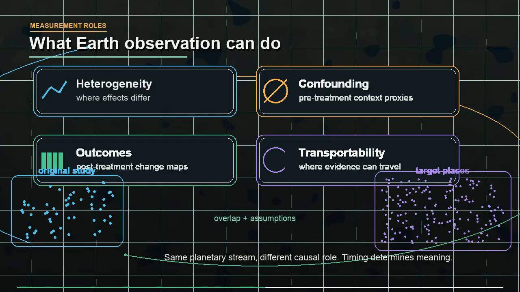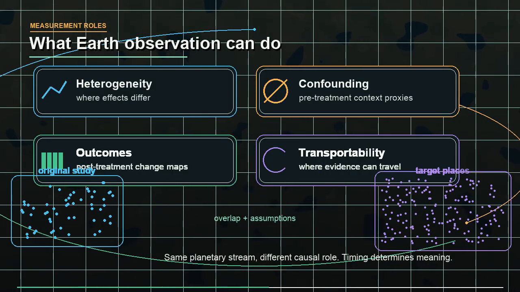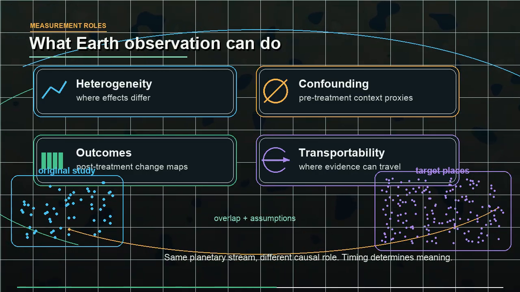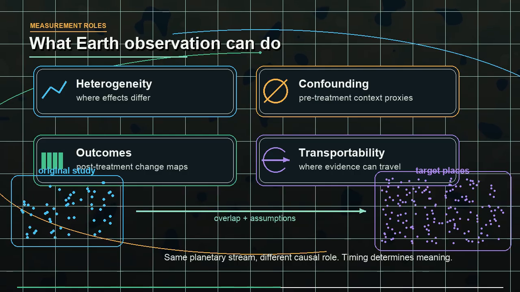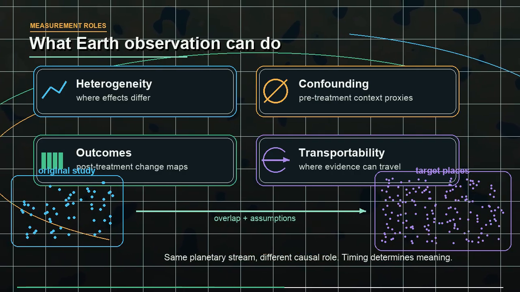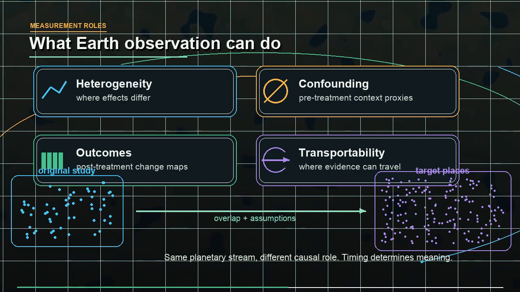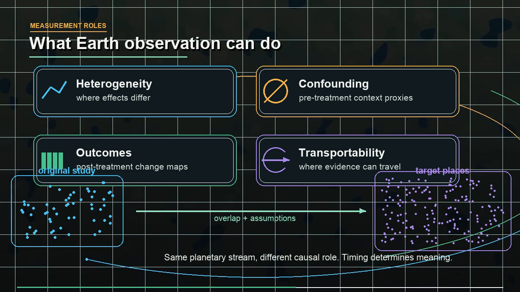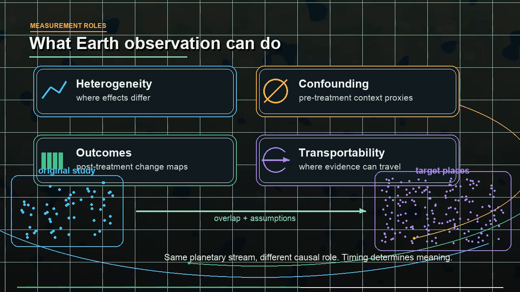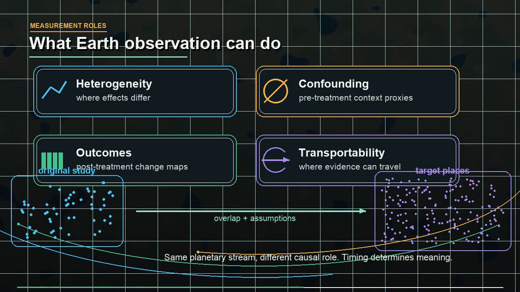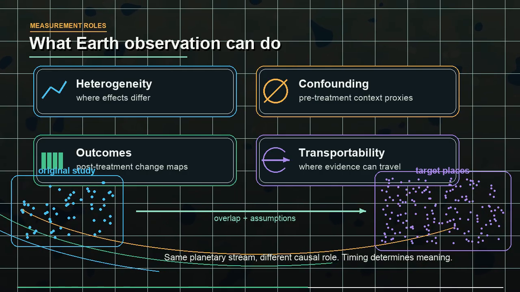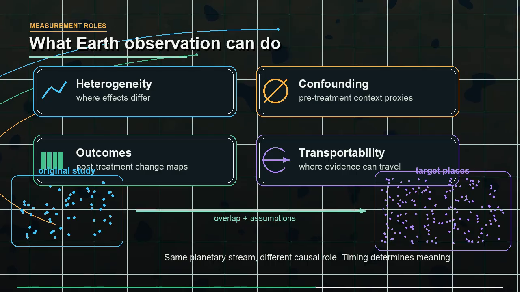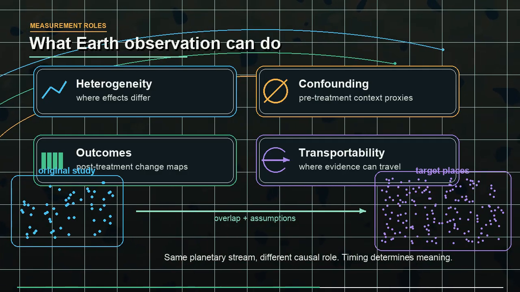PCI also changes what we can measure in observational and quasi-experimental work. Pre-treatment imagery can proxy parts of local context that otherwise remain unobserved: infrastructure, land productivity, remoteness, or the settlement patterns that shape treatment placement. Post-treatment imagery can become an outcome or a mechanism, rather than a covariate, and because the same Earth observation stream covers the original study region and new target regions, it can support transportability. Not just did it work here, but where else might it work, conditional on comparable context?